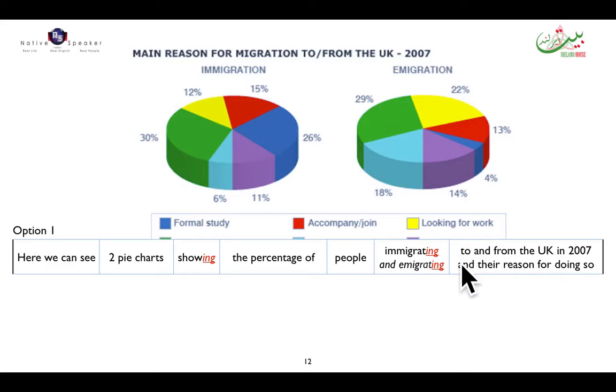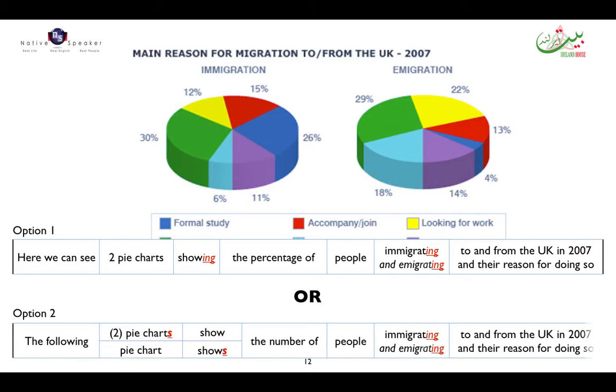So you don't have to say, and their reason for immigrating and emigrating, which would look repetitive. Okay? So the reason for doing so is very good. Option 2 to start this report could be, the following 2 pie charts show, or if you just wanted to focus on one, the following pie chart shows. Now, I'm just using that to remind you about the S issue in verbs, not because I want you to focus on one pie chart. I just want you to remember that when you use this structure, you must pay attention to the S verb.